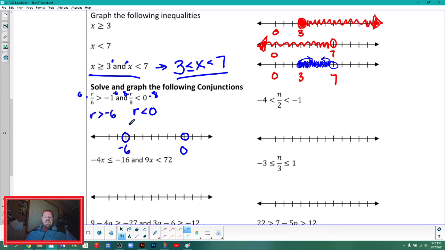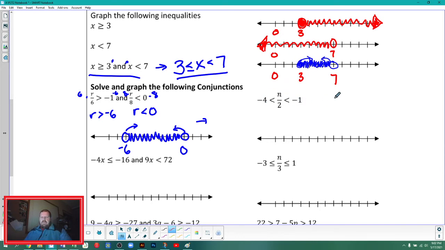This one says x is greater than -6, so I would shade that way. This one says x is less than 0, so I would shade that way. They overlap in the middle. Sometimes you will actually get a compound inequality where the overlap happens over here, that they're both greater than symbols, and it just happens to be on that side. In real world application, it's not as exciting, but it's still something that can happen.